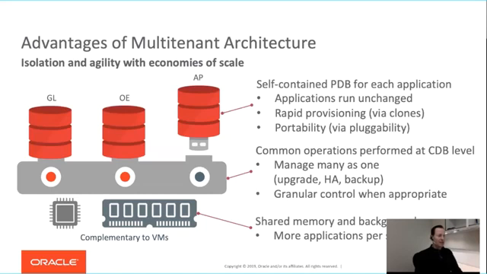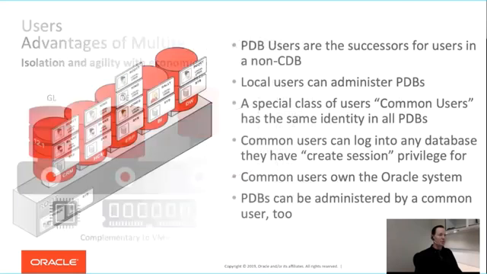But as far as the DBA is concerned, these common operations are done at the CDB level. So you're not managing each pluggable database separately as a separate database. You manage common tasks such as upgrade, high availability, and backup at the container level. But you can get granular when that's appropriate. For example, if you're using Resource Manager, you can lock that down per PDB basis. And then because you're sharing the memory and background processes with the CDB for all of the pluggable databases, you can fit more databases per server or more applications per server, if you will.